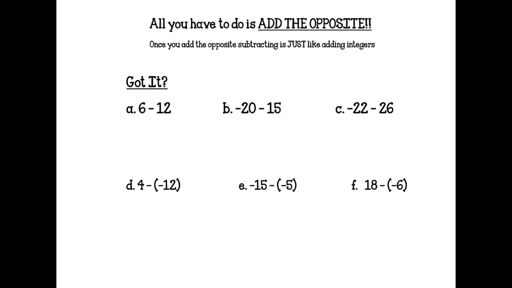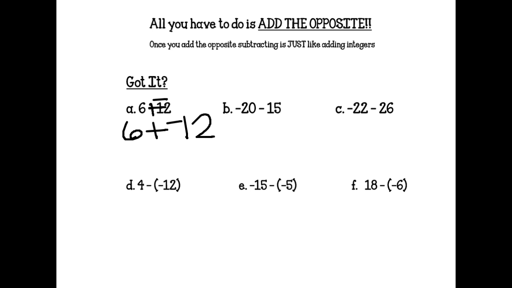So the way that I teach this to cause you less work is that all you have to do is add the opposite. And then once you've added the opposite, subtracting is literally just like adding integers. So here I have 6 minus 12. If I change it to addition, I have 6 plus, this was a positive 12, so I make it a negative 12. I now have 6 plus negative 12. I added the opposite.